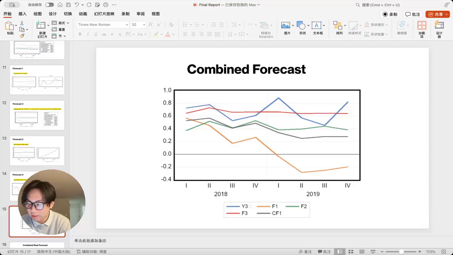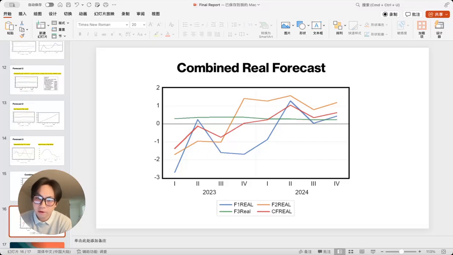The combined forecast CF1 outperforms all individual models by balancing their strengths, correcting F1's extremes, tempering F2's underreaction, and preserving F3's level accuracy. So overall, CF1 provides the most reliable and well-rounded forecast, with F3 as the best single model. And F2 is moderate and F1 is weakest.